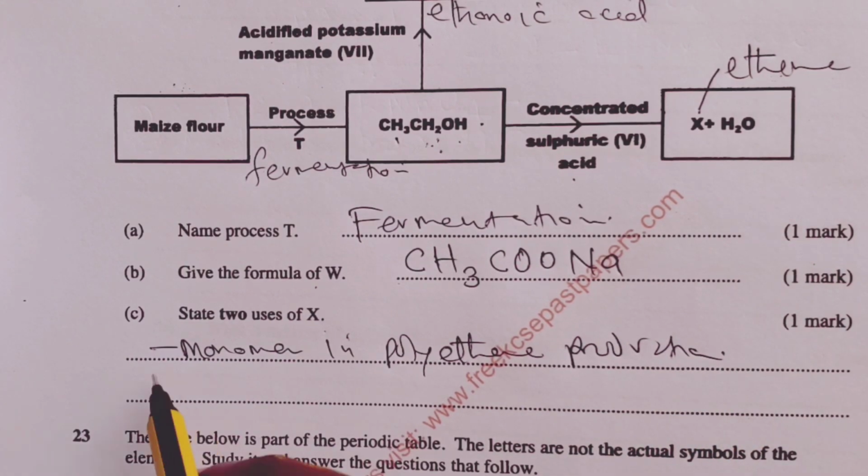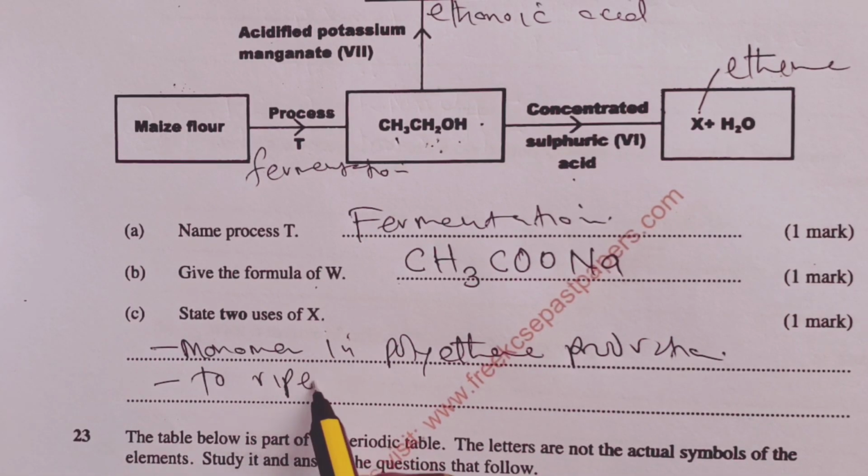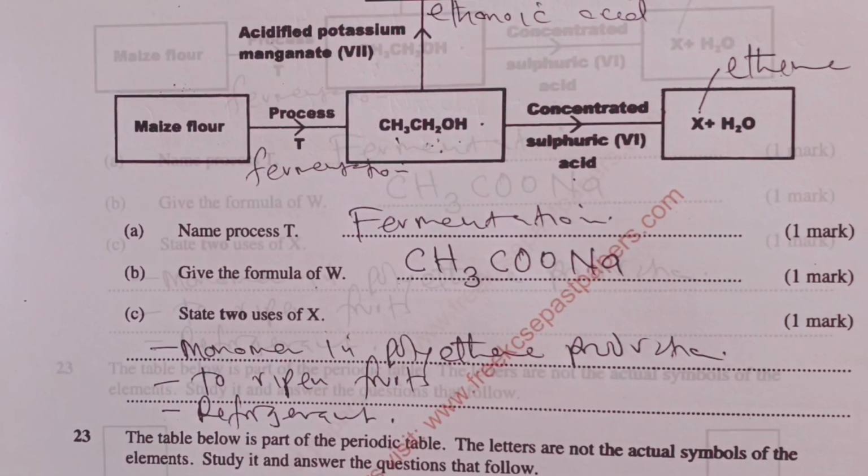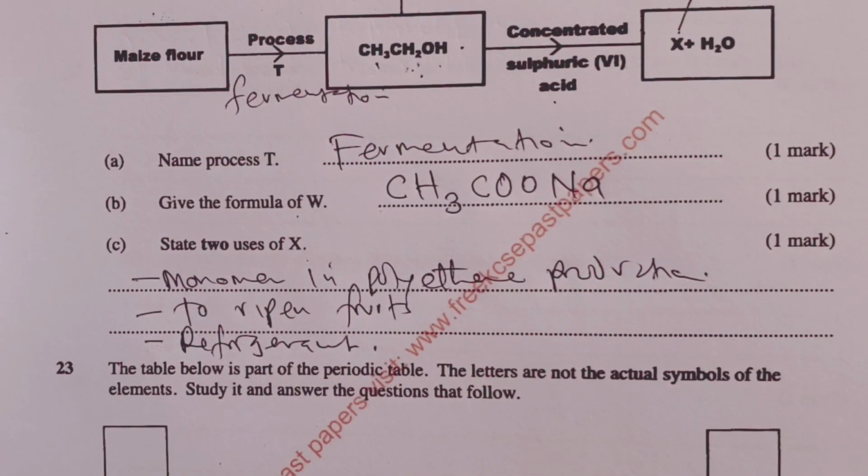That use is quite obvious. We also use ethene to ripen fruits and even vegetables. We can also use ethene as a refrigerant. We were asked only 2, and we would choose between those 3. We are still on the year 2015. We proceed to look at question number 28 of the same year.